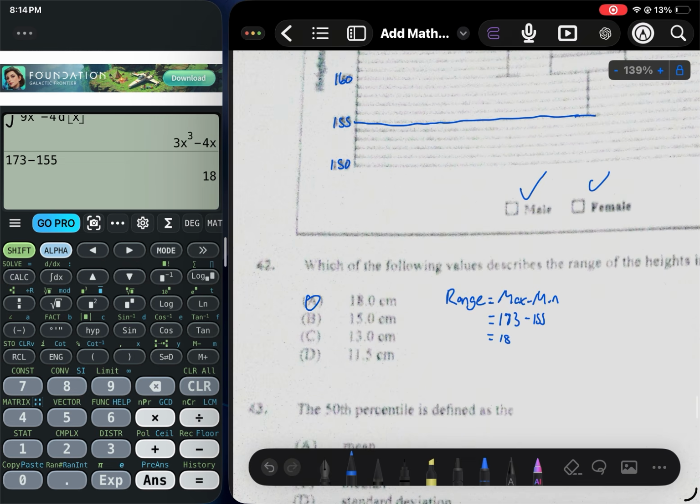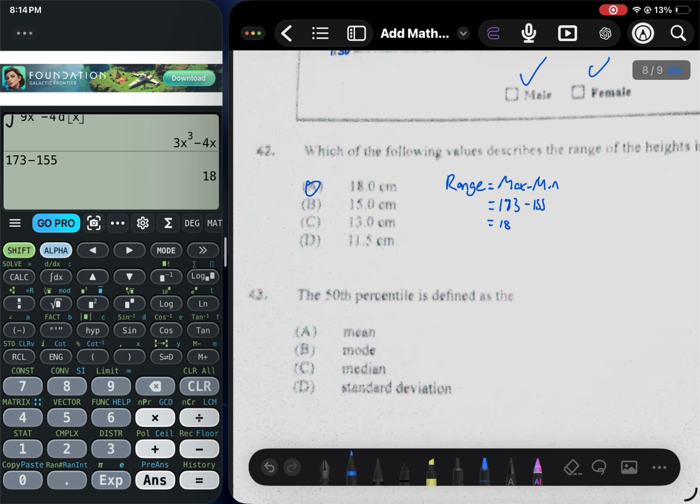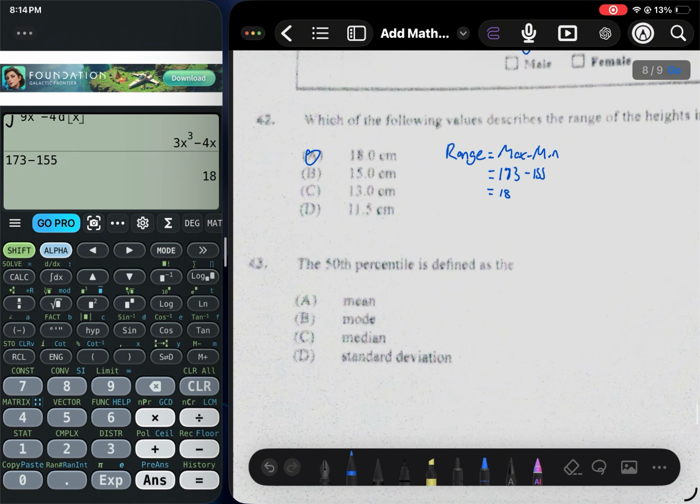The 50th percentile divides the data set into two equal parts. So that would be our median.